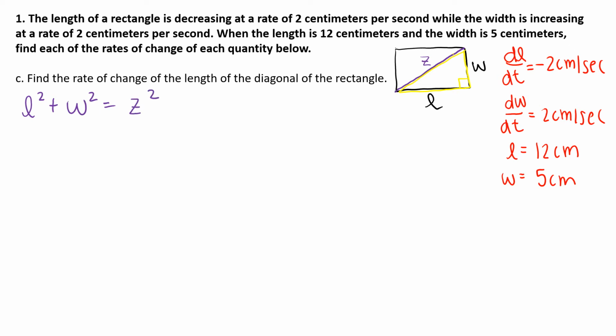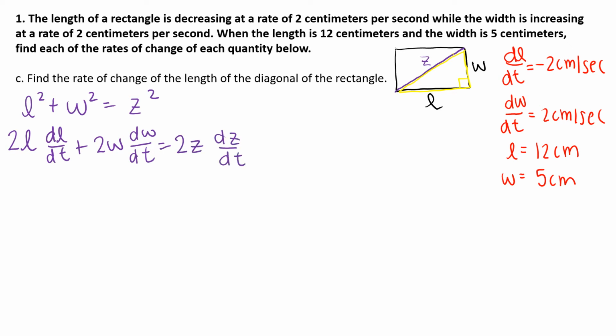And differentiating with respect to t, hopefully you remember from yesterday, we get 2L dL/dt plus 2W dW/dt equals 2Z dZ/dt. Factoring out a 2 and canceling, we can simplify this to L dL/dt plus W dW/dt equals Z dZ/dt, and that's what we're looking to find. So now we can go ahead and plug in everything we know.